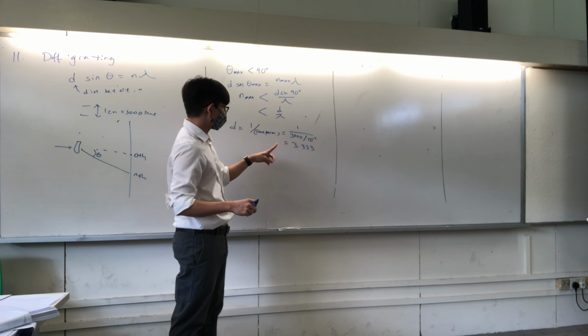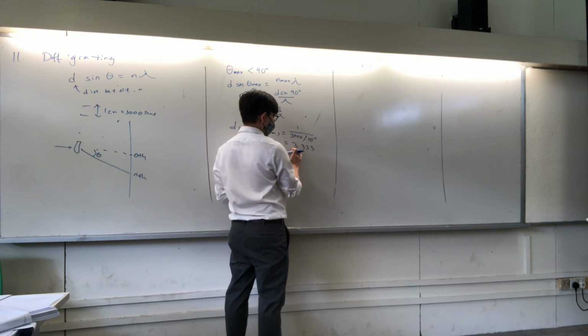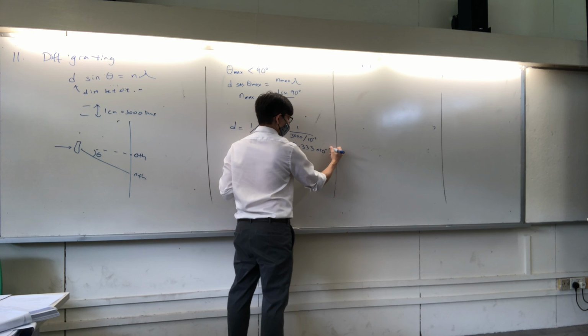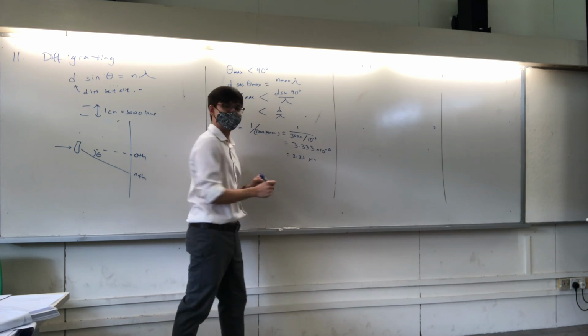Okay, so 3.333, let's work it out. Times 10 to the minus 1, 2, 3, 4, 5. Then I bring in the 1, so 10 to the minus 6. So this is 3.333 micrometers.